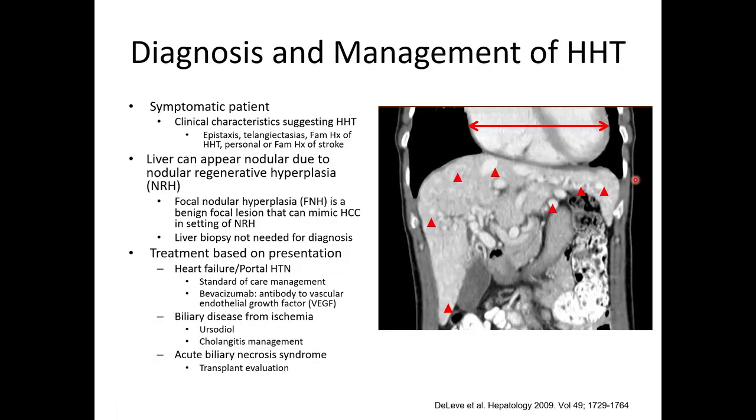The treatment of HHT is dependent on the presentation. So in patients with heart failure or portal hypertension, we do the standard of care management. Bevacizumab, which is an antibody to vascular endothelial growth factor, can also be used. And in patients with biliary disease from ischemia to the bile ducts, ursodiol can be helpful to improve liver enzymes, and if cholangitis is present, management as is standard of care. In some rare patients, acute biliary necrosis syndrome can occur, and in those patients, they can progress to worsening liver failure, and thus a transplant evaluation is indicated.